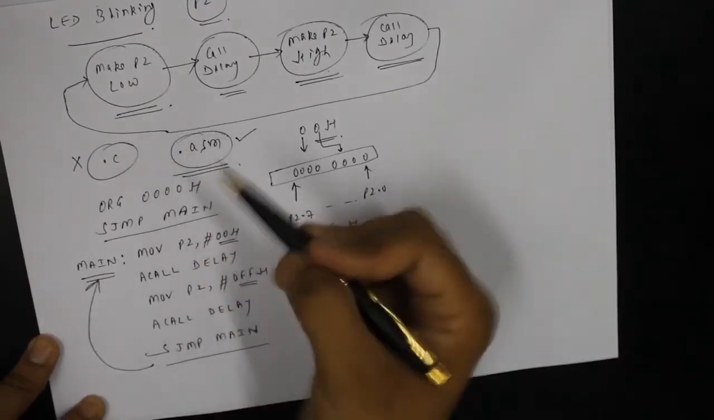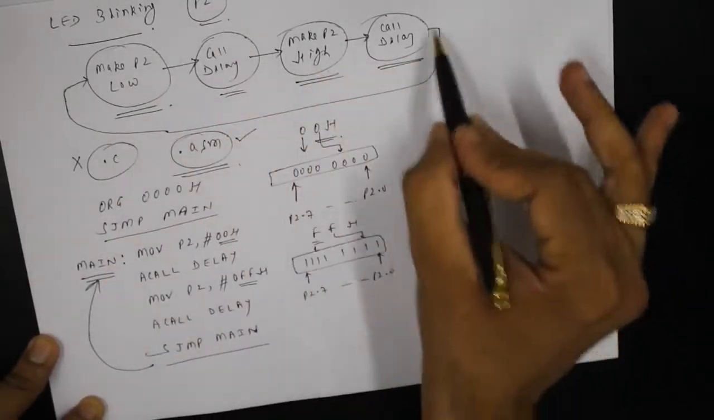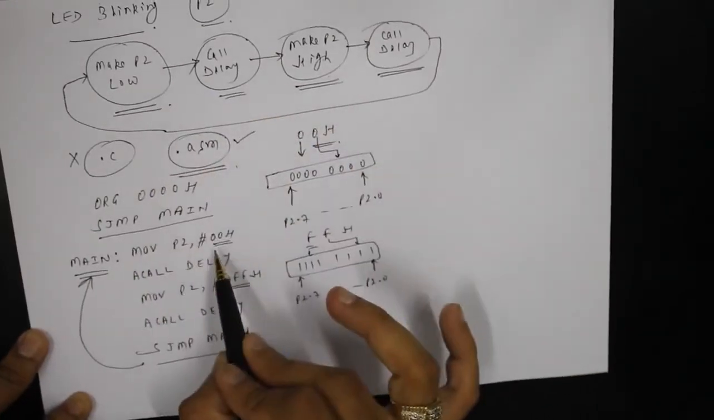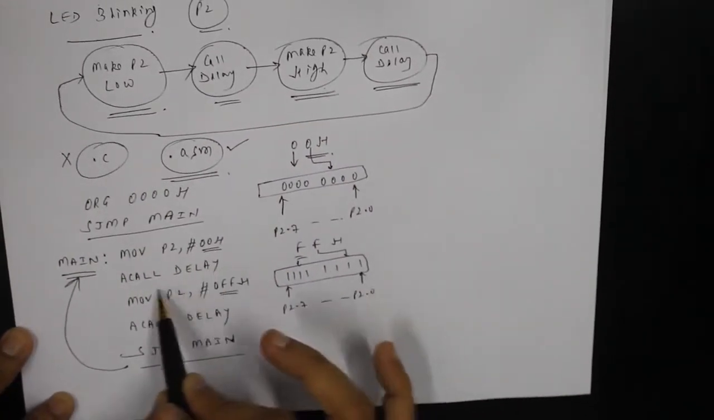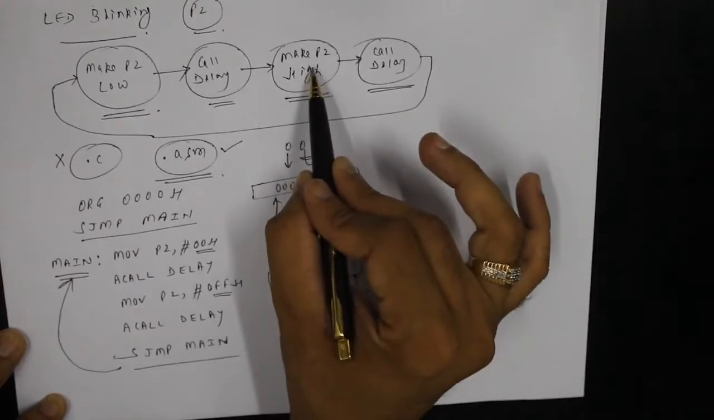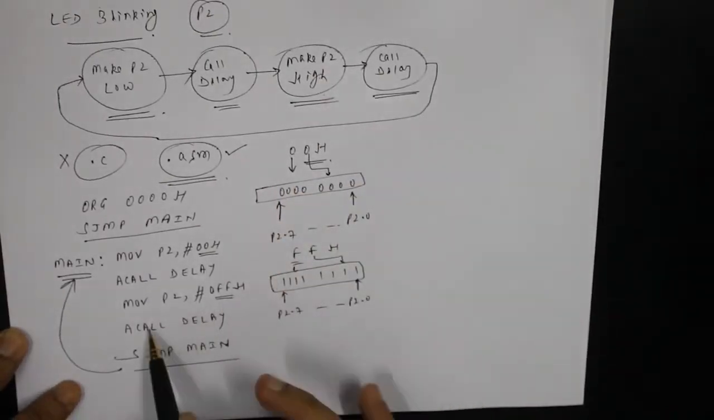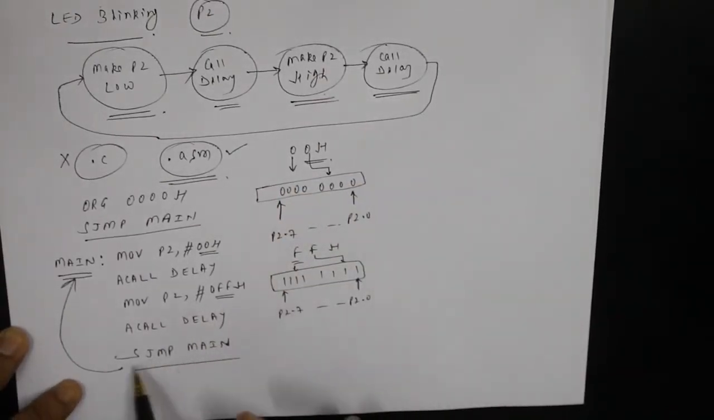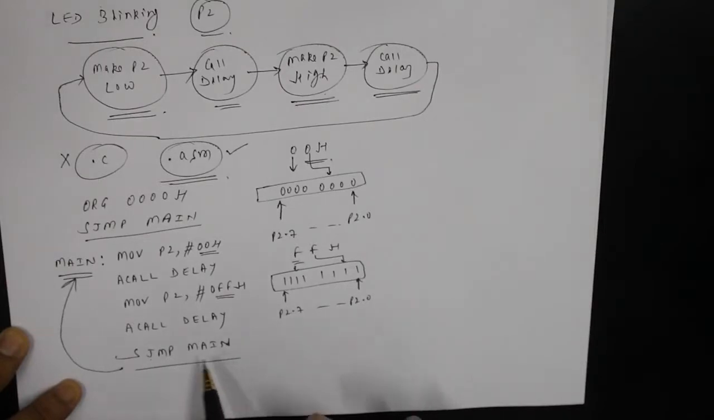So you have coded what exactly is written over here. You made the state of port 2 low, you called a delay subroutine, you made the state of port 2 high, you again called a delay subroutine, and then you have put everything in a loop using sjmp main. So everything is going to repeat. So we are done writing this part.